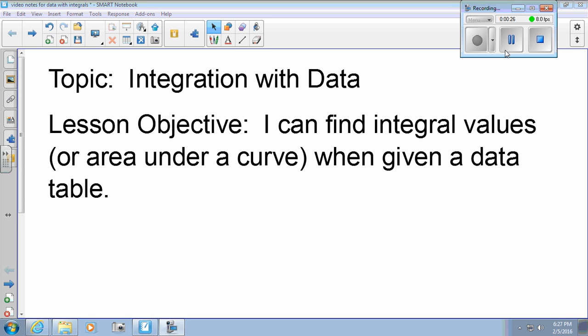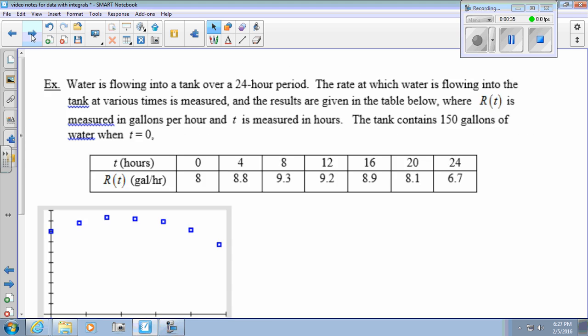Remember, when we're talking about finding integral values, we're talking about finding area under a curve. Again, the difference today is going to be in the information that's given. So here's our first example. We're going to be looking at water flowing into a tank over a 24-hour period.